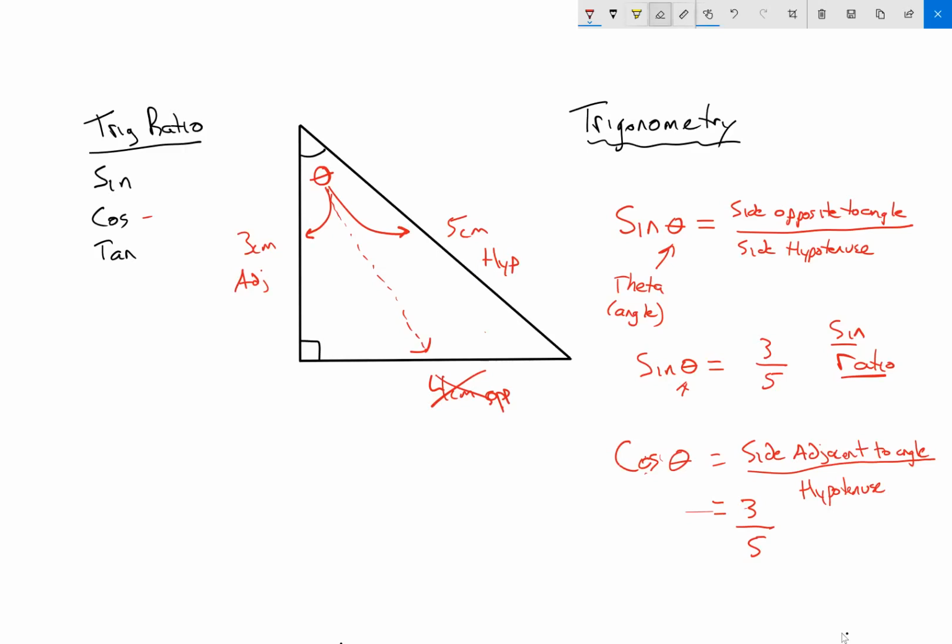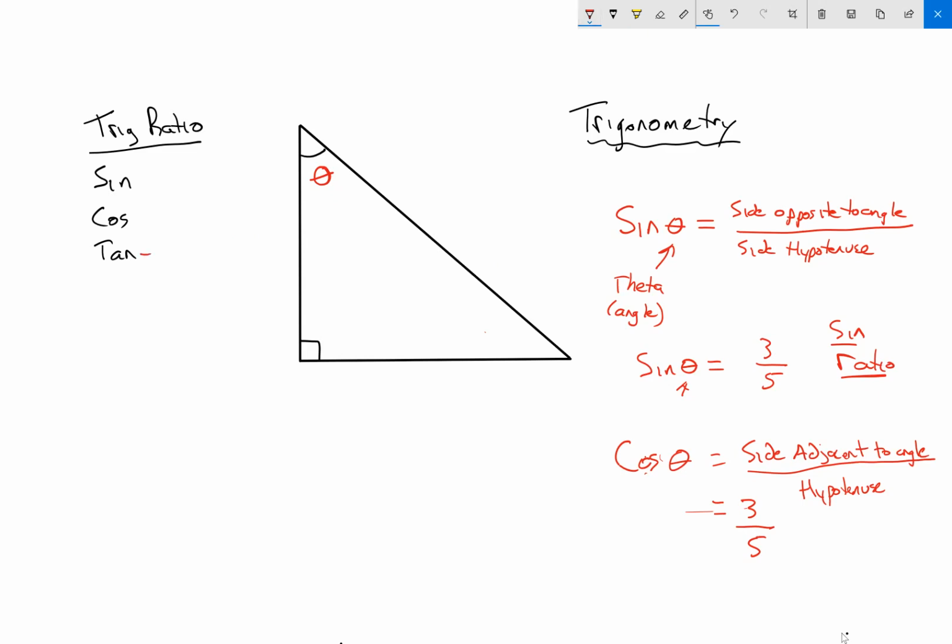And then last but not least, and there's an easy way to remember this that I'm going to tell you guys in a second here. But I want to show you tan first before we get into that. So let's talk now about tangent.